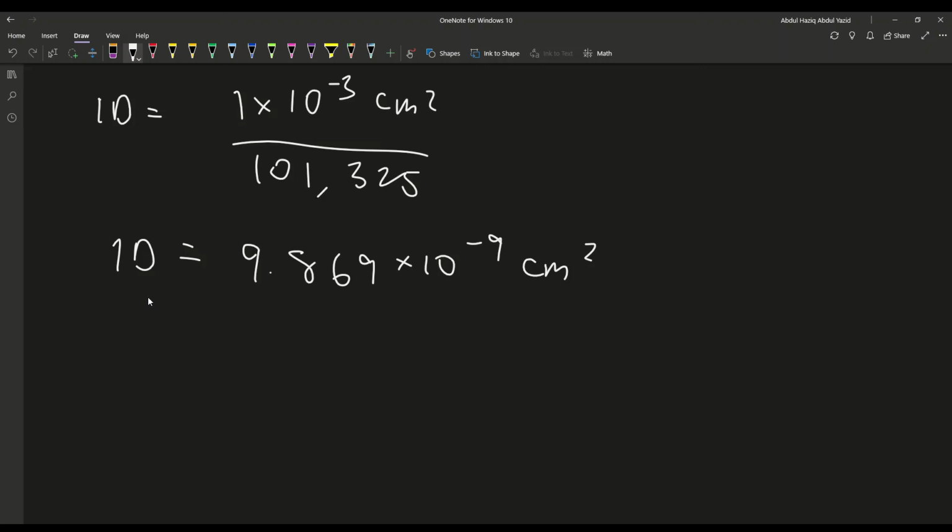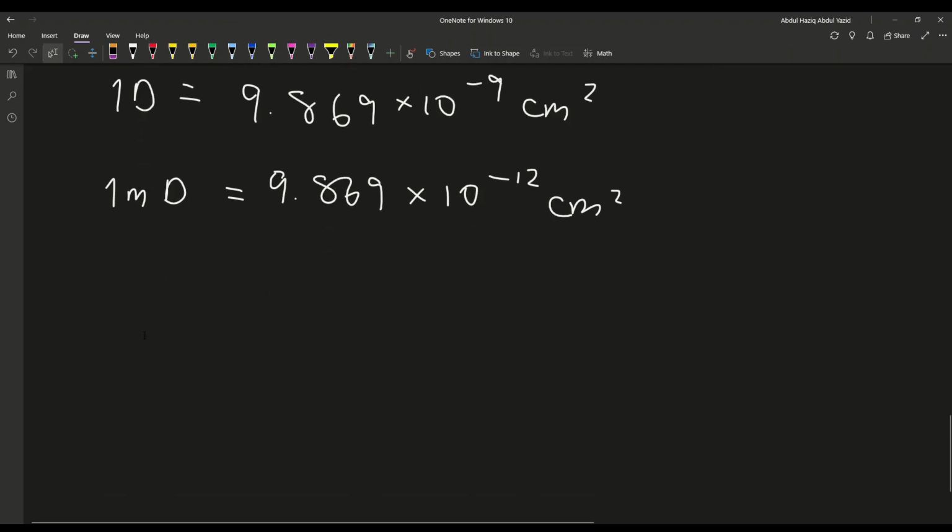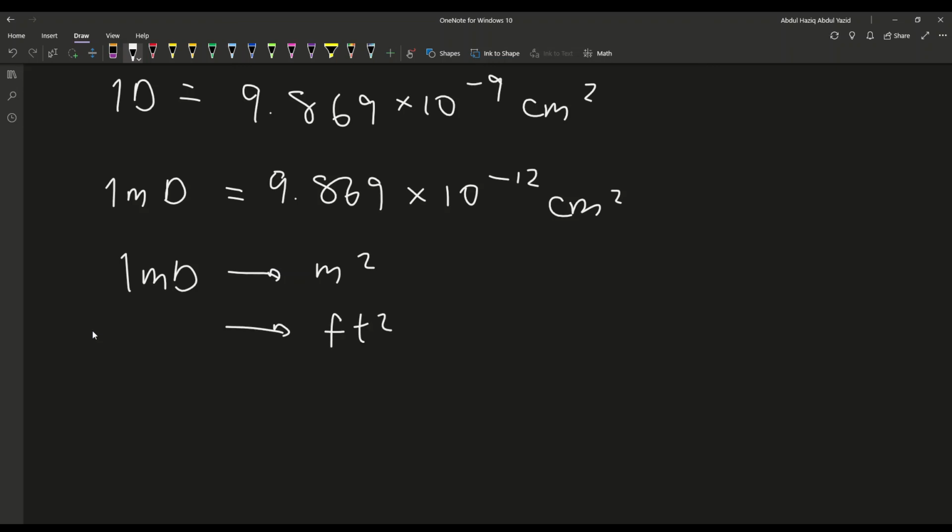So field units are typically expressed as millidarcies. So 1 millidarcy is just, you just need to divide this by 1,000. So you'll get 9.869 times 10 to the negative 12 centimeters squared. So now the exercise for all of you watchers out there, in the comments, I want you to tell me how I can convert 1 millidarcy in terms of meters squared and how I can do that in terms of feet squared.